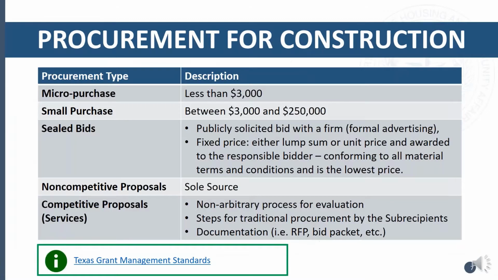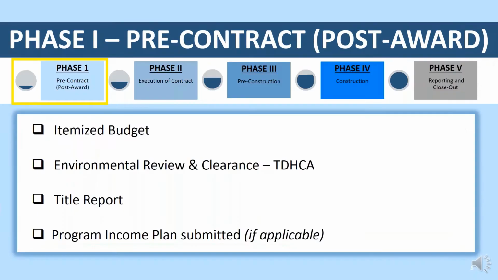Next, we go into Phase 1, which is pre-contract. We are going to go over the itemized budget, environmental review and clearance, which has to be done through TDHCA, title report, and program income plan if applicable.